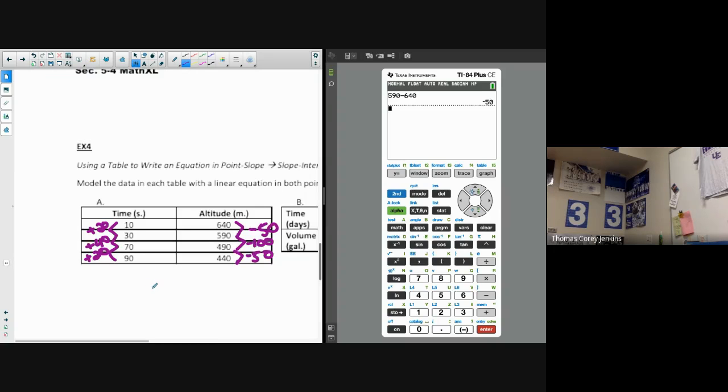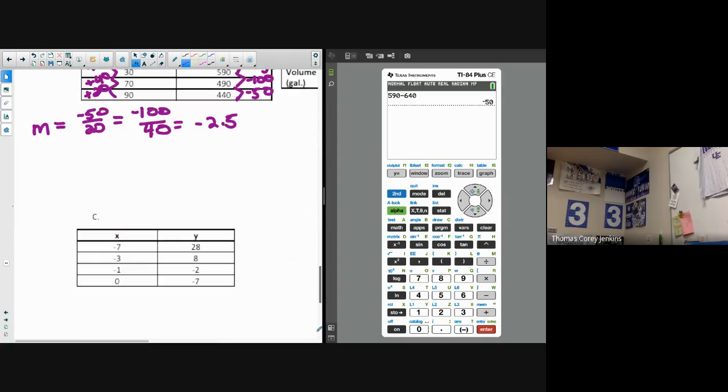Give my computer a second to get caught up here. Those are both equal to negative 2.5. That's my slope: negative 2.5 meters per second.